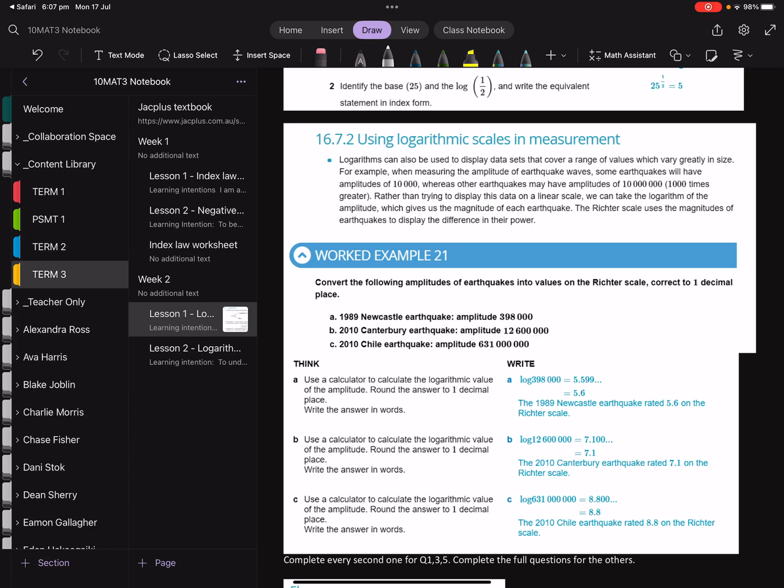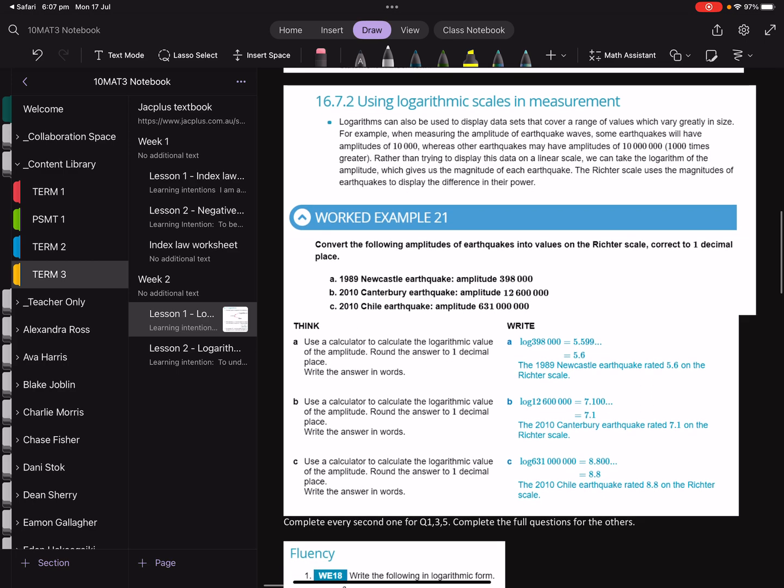So let's look at the worked example here. Convert the following amplitudes of earthquakes into values on the Richter scale, correct to 1 decimal place. So look at question A here. 1989 Newcastle earthquake. Amplitude 398,000. Let's have a look here. What they've done is in the calculator, they've put in log 398,000 equals, and they've got their answer. Pretty easy. All you're going to use is a calculator for this one, just popping it in.